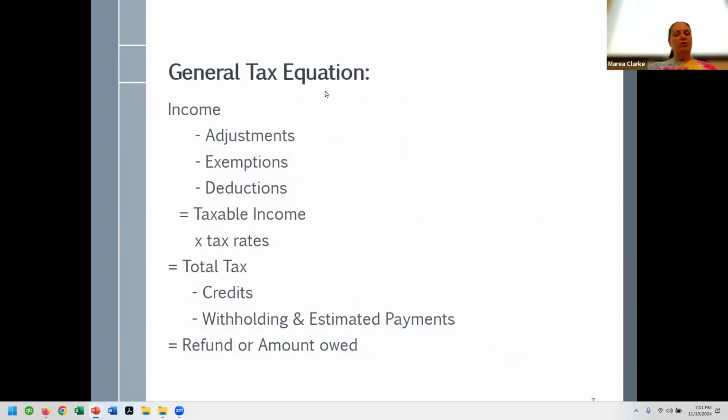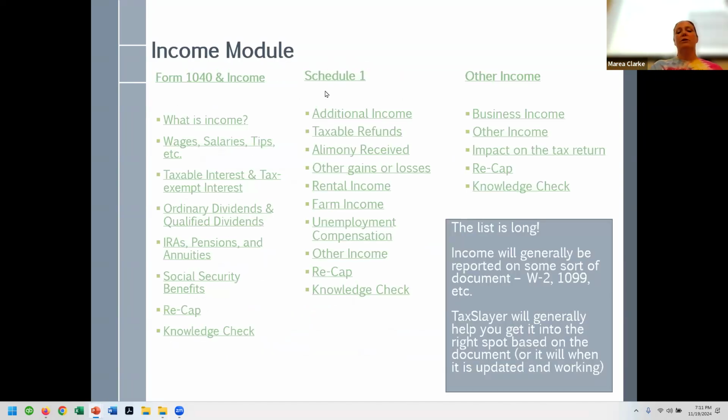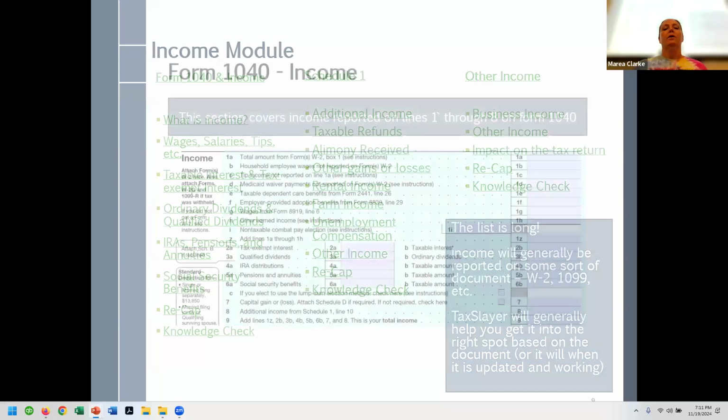Okay. Same general tax equation, we've already seen that. Here is the shenanigans for income. Look at all these types of income. Holy buckets. But number one, most of these types of income are all going to have their own income document, and the tax software is going to help us. And then a bunch of those also are going to be out of scope. We're not going to have to worry about it.